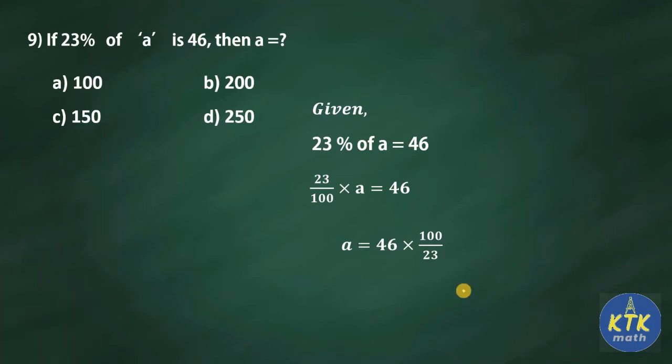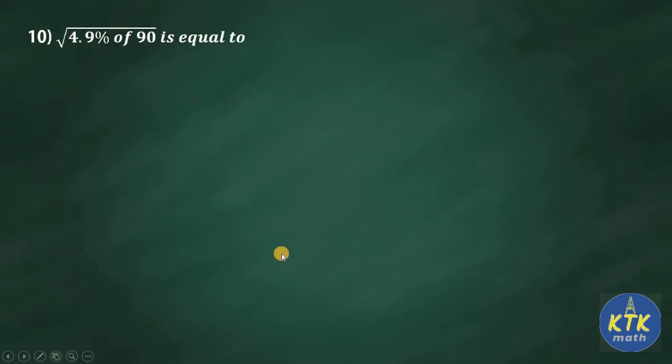Now do cancellations now. So 23, 46, how many times? 2 times. So cancellation is very easy here. So 2 into 100 is 200. The sum solved very easily. So answer for your 9th question is 200. Now we will move on to the 10th question.